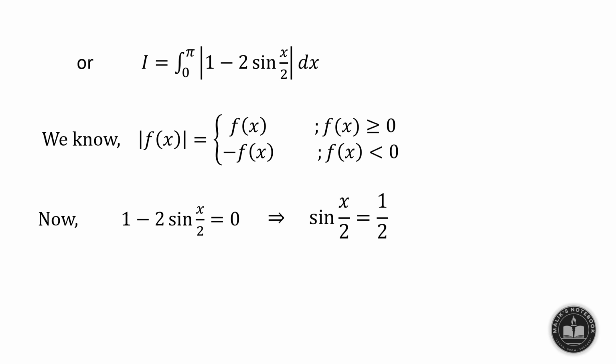You can just simplify this. This gives us sin x by 2 equals 1 by 2, and we know the sine is 1 by 2 for values of 30 degrees. Since we are looking at the interval 0 to pi only, the definite integral, the limits are 0 to pi. Otherwise, the values of x for which the sine is 1 by 2 are infinite. But the only relevant value for us is pi by 6. This will give us the value of x as pi by 3.